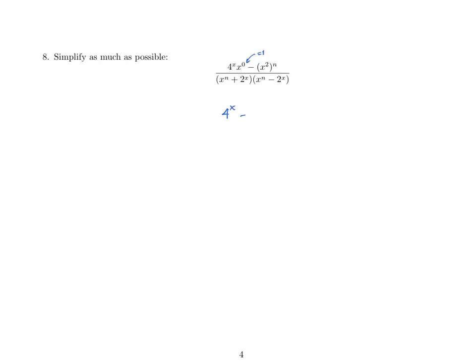Now, similar to before, if I have everything in the parentheses being raised to a power and then raise all of that to the nth power, the ultimate effect is raising x to the product of those two exponents, or 2n. Now, what's down here in the denominator is pretty tricky.